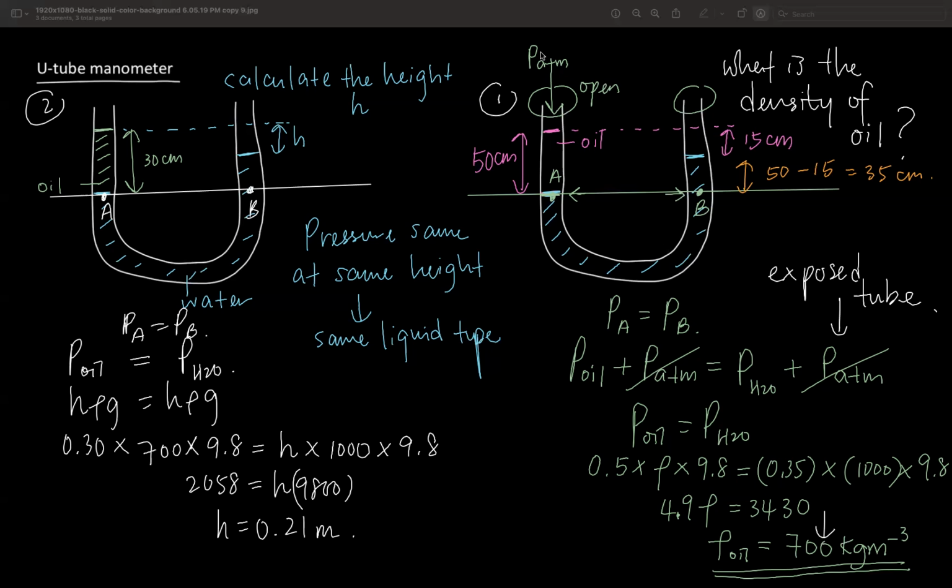This height is from where? Here, from here to here, this is the 21. So the H, you take 30 minus this one, you get 9. This one, maybe I should write y, h2, h2. Okay, so h2 is the 30, 21, and the h is the one that we want to find.